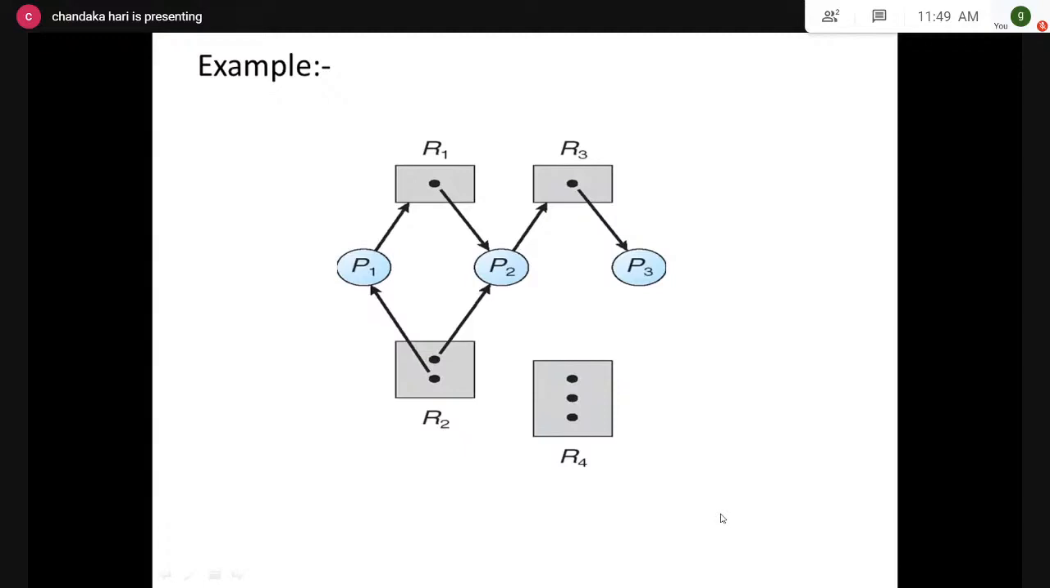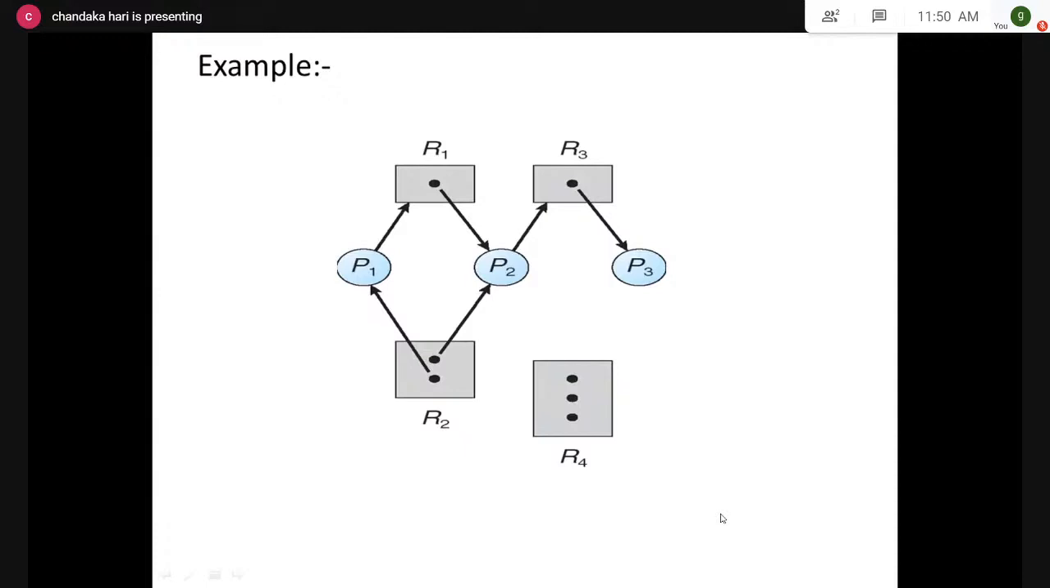That implies at some moment, process P3 is completed. According to the system model, it releases the resource. That resource is given to P2. Then P2 is successfully completed. It releases these two resources and this resource is granted to P1. P1 continues. There is no deadlock situation in this. This is how you need to observe it.